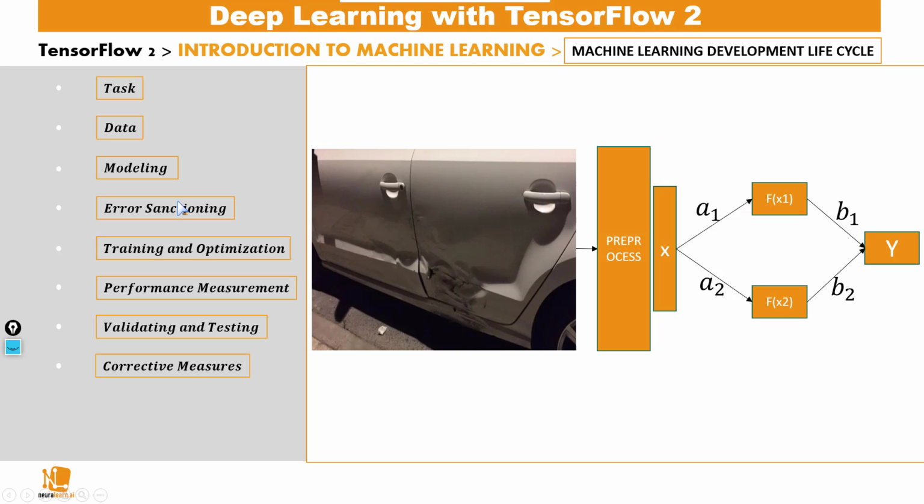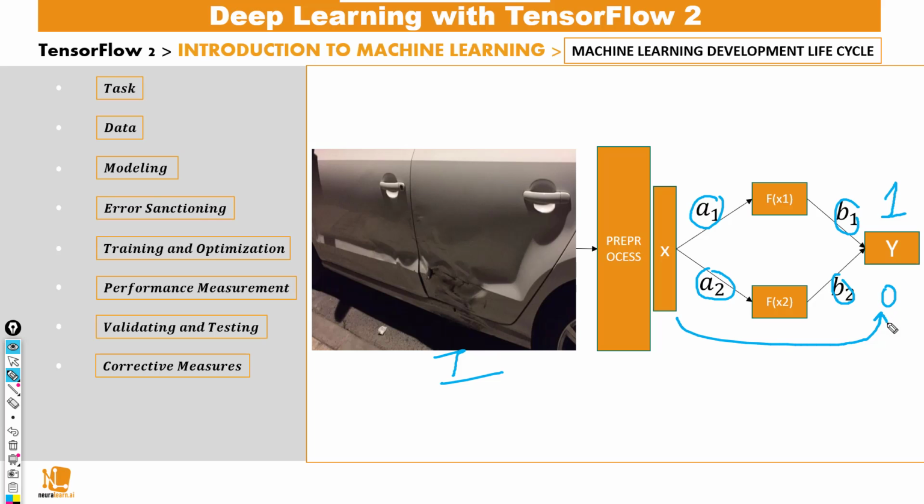From this, we'll go straight into error sanctioning. In error sanctioning, basically what we're doing is telling the model that in this example, as we have here, we know that we have this image and that the output is meant to be a 1, saying that it's a damaged car. So if our model readjusts its weights such that the output we have here is a 0, then we are going to penalize the model for producing a wrong output since we know the right output. And so this is the process of error sanctioning, which is part of our training process.